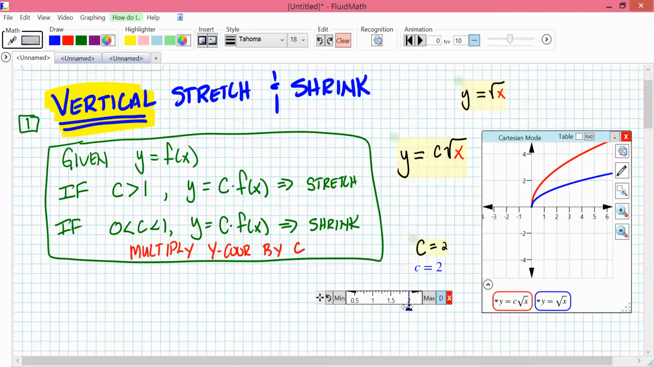So how do we get these values out? Well, that's what this red part over here says. You multiply the y coordinate by c. So to get these actual stretched values, you would multiply all y coordinates by whatever number you're multiplying the function by. All right, and we will do an example by hand together. The computer is illustrating what's happening in real time.